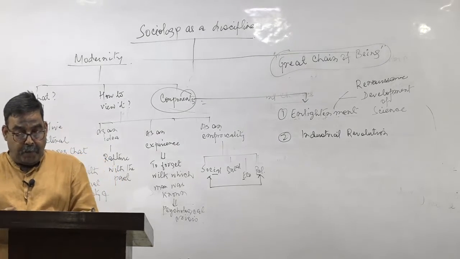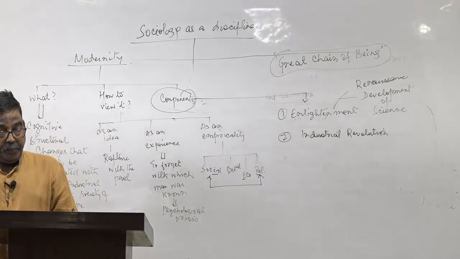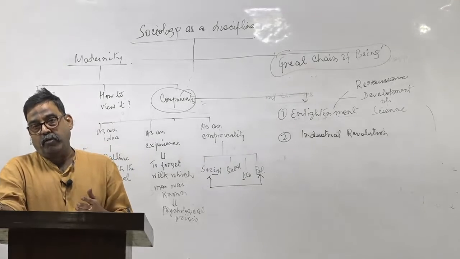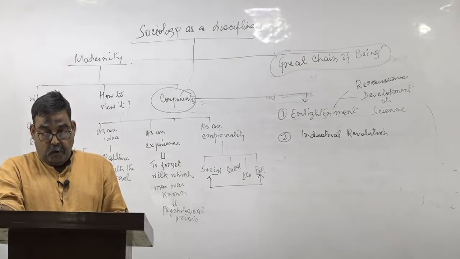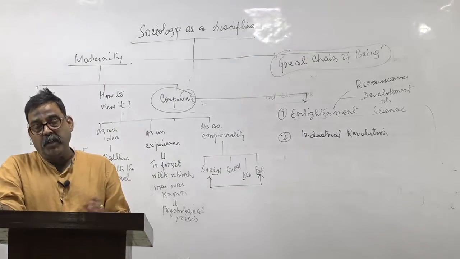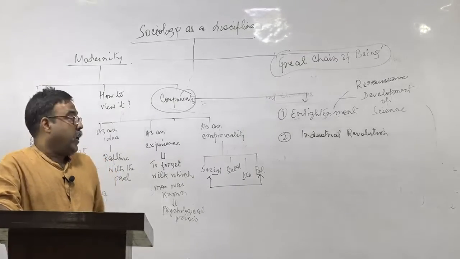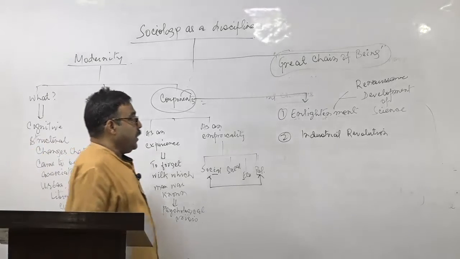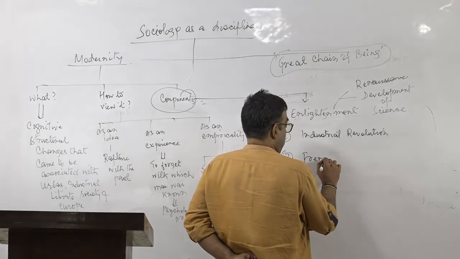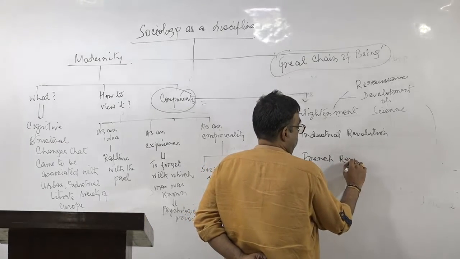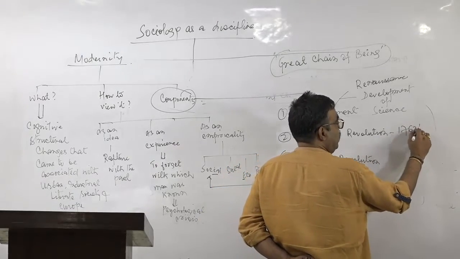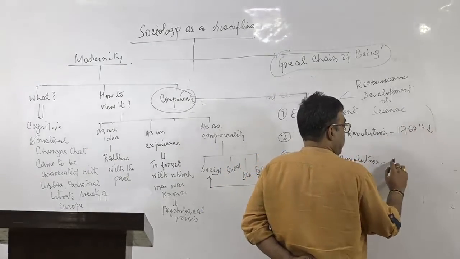The quality of life of the people improved, but the problems in terms of overcrowding, slums, problem of housing, change in the social relationship, all this started coming out. So this is another component. The third component which we are talking about is the French Revolution, beginning from 1760s onwards.